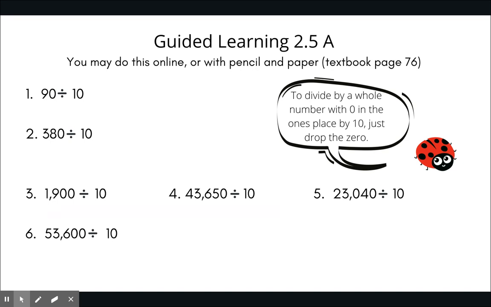Just remember that to divide by 10 a whole number with 0 in the ones place, all you have to do is drop the 0. So for example, if you're looking at 90 divided by 10, just drop the 0 off the 90 and you know that it's 9.